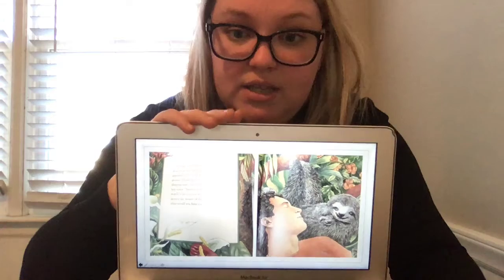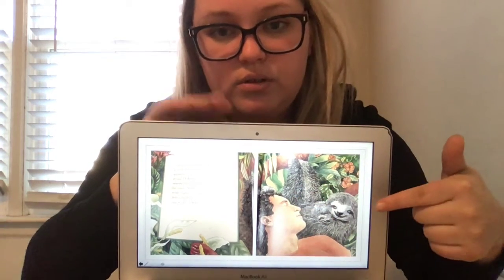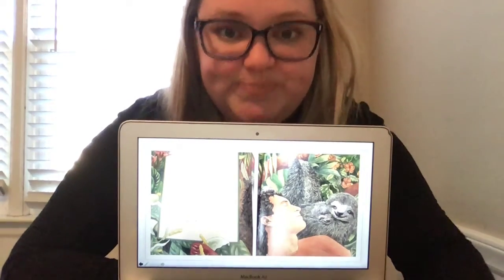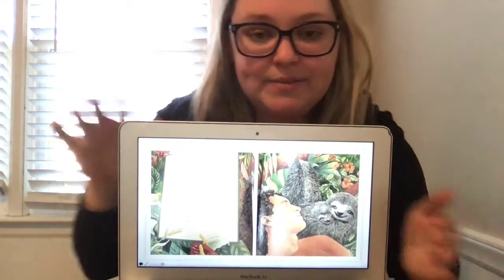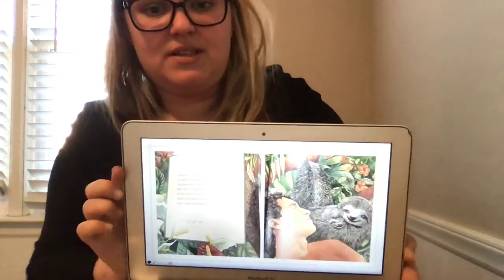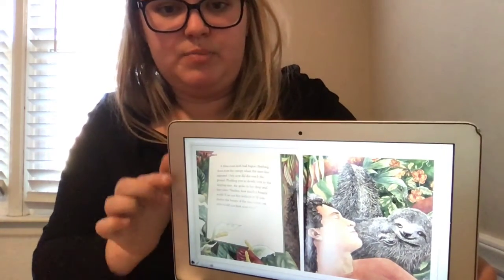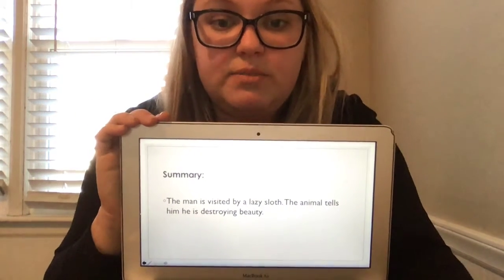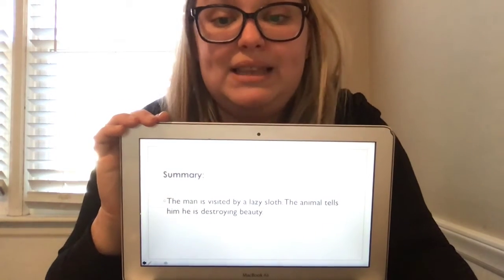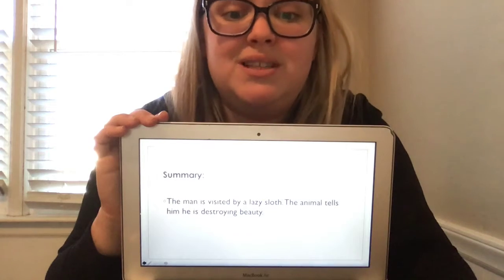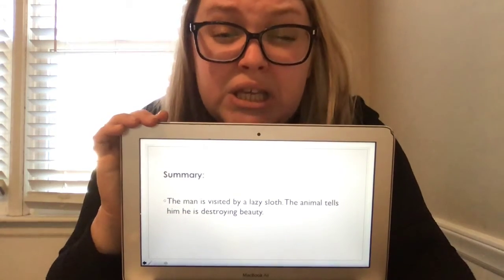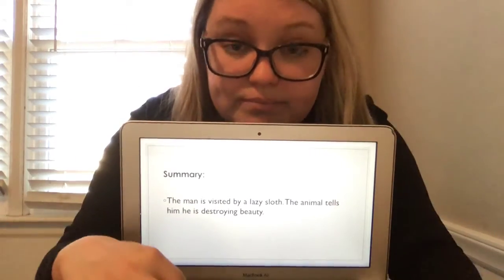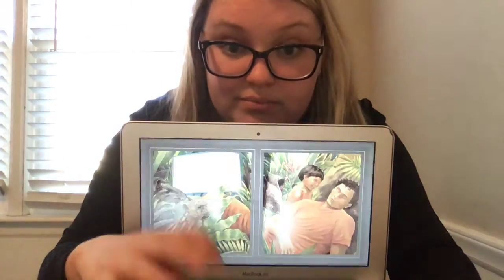So who came to visit? Do you remember the name of this animal? It's called a sloth. Yeah, and they're really lazy. So I took the text from this page. You see it's pretty long. And I made a short couple sentences. So my summary. The man is visited by a lazy sloth. The animal tells him he is destroying beauty. He is making beautiful things die. So that sloth is not happy.